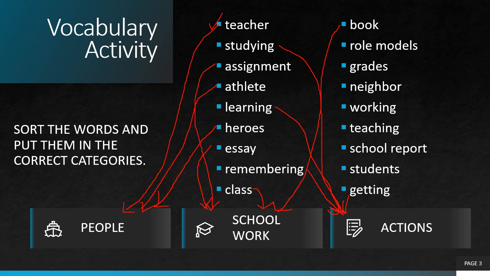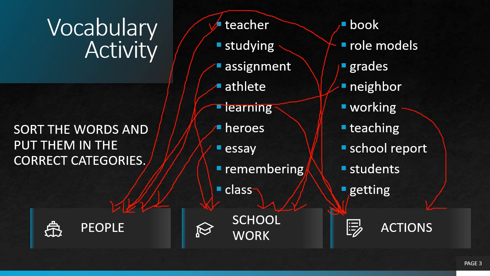How about role models? In school we have awards for who is the most quiet, the most clean, smart, intelligent, top one, top two. They are called role models. So they are people. About grades. Grades is part of schoolwork. Neighbor. Neighbor is people. How about working?